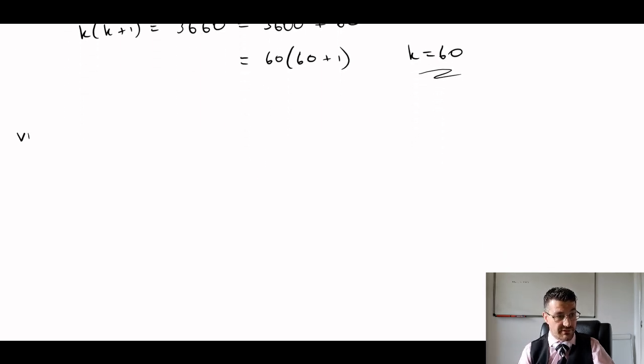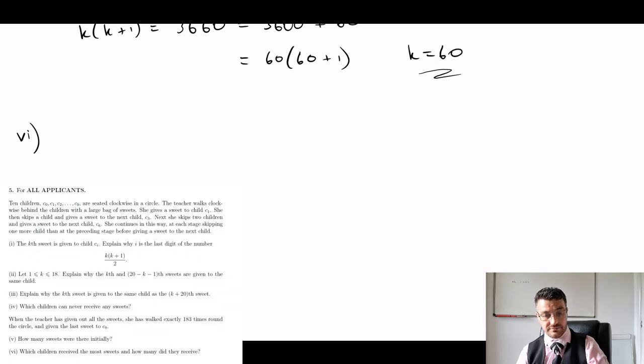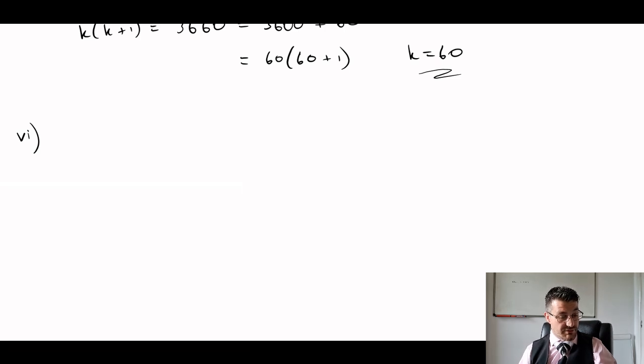Okay, and then part 6. Which children received the most sweets and how many did they receive? Okay, so this is, again, kind of straightforward. We can actually use what we wrote out in part 4 to figure this out. Because remember, which children... Oh, so this follows on from part 5. So we're still dealing with 60 sweets having been distributed.